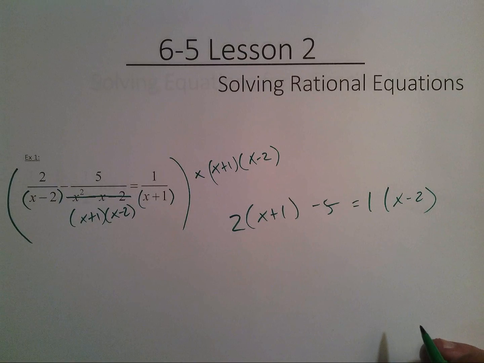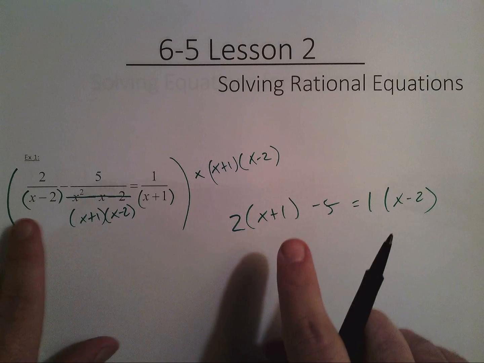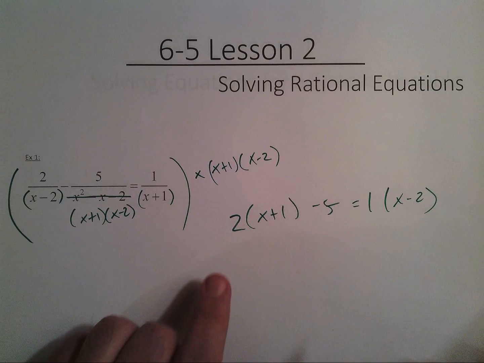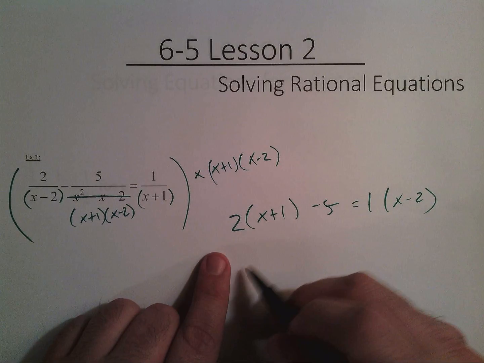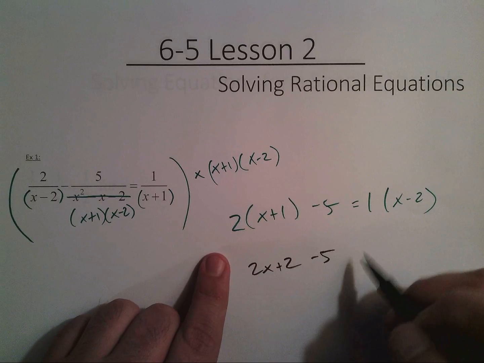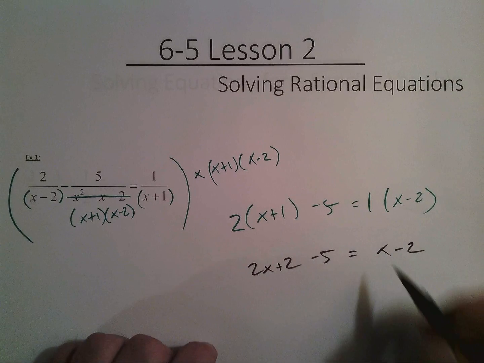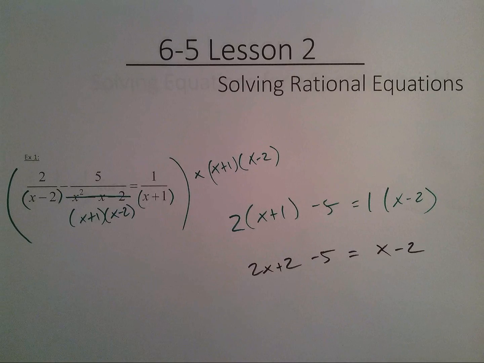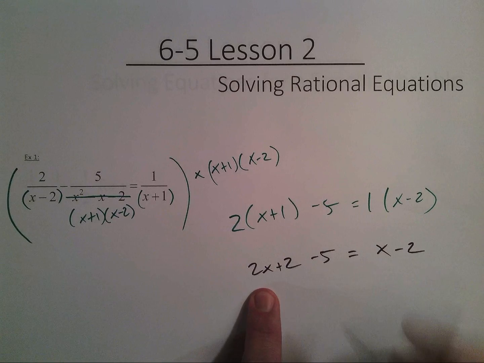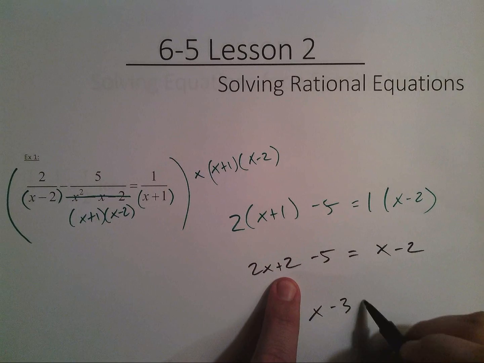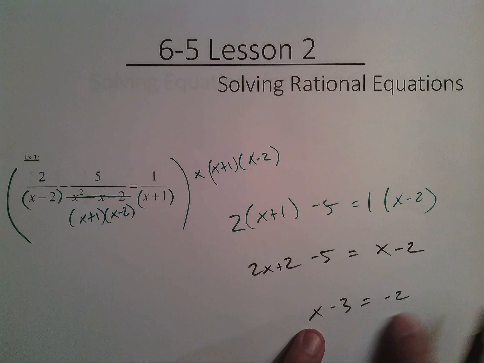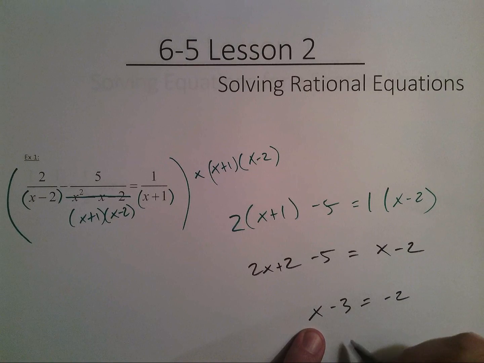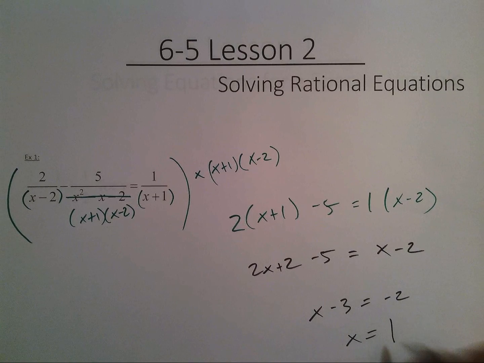Now, most of the time I would have gone ahead and distributed that before writing it down, but I wanted to make sure that you guys can see it. So, I have 2x plus 2 minus 5 is equal to x minus 2. Alright, now what do I do? Well, I'm going to move the x over to get x, combine those to get minus 3, it's equal to negative 2. Move the negative 3 over, so I'm going to add 3, I get x is equal to 1. Yay, I'm done! Not yet, I need to do the check.